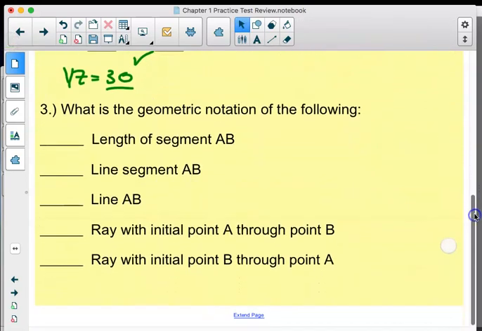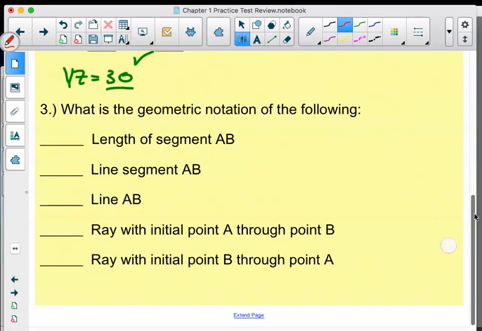Now, the last thing. I want you to tell me what the symbol is for each one of these. Length of segment AB, line segment AB, line AB, ray with initial point A through point B, and ray with initial point B through point A. Okay, turn it off, answer the questions, turn it back on.